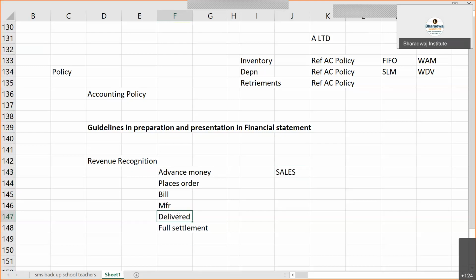Now, in my company, we don't follow this particular method. When the goods are delivered to the customer, risks and rewards are transferred to the buyer. I can recognize the sales income. Suppose this happens on 20th February, I will record the sales on 20th February.